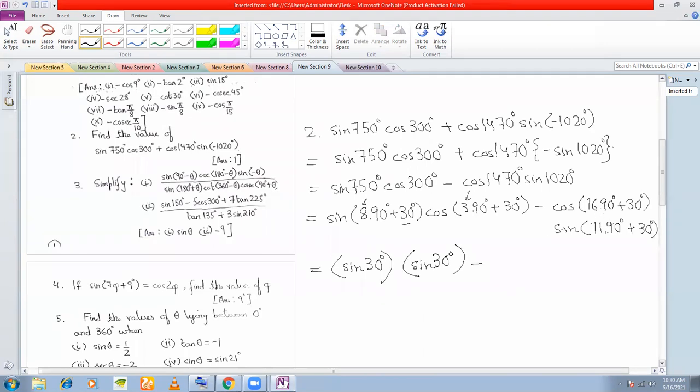Now 16 into 90. 16 is an even multiple. Cos will remain a cos. First quadrant. And 16 means 4 complete rotations, and then you are again plus 30 degree. That means you are in the first quadrant in which all trigonometric functions are positive. So there will be a positive sign here also. Okay, so I'm not writing a positive sign. This should be cos 30.